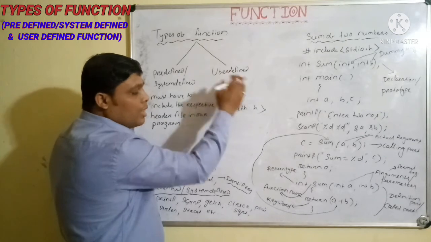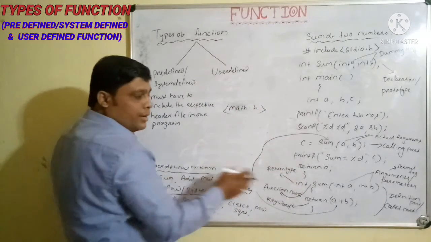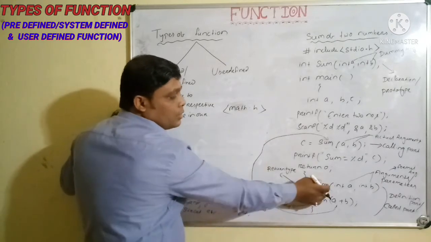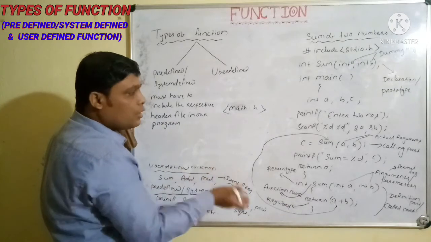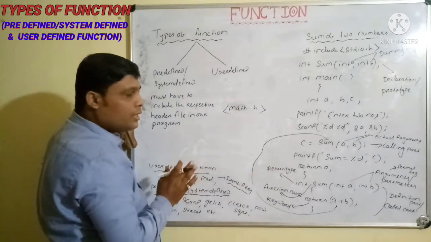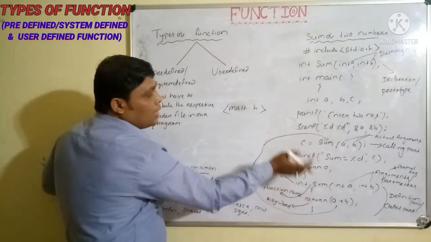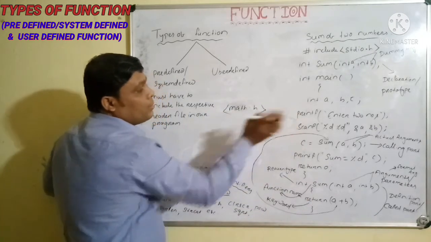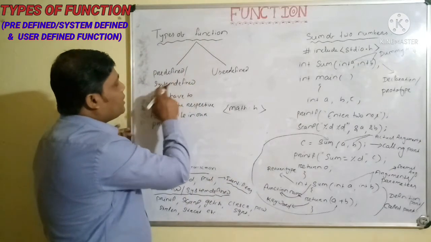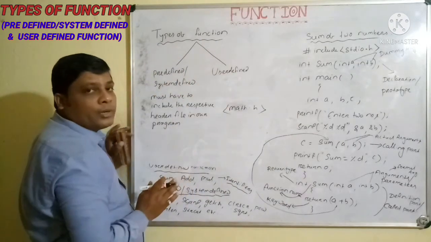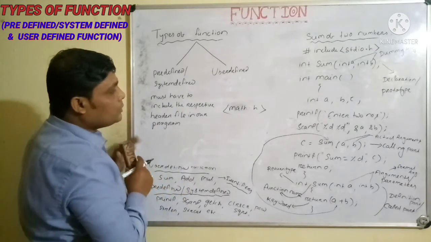we are defining. We are defining the functionality of the user defined function. It is not predefined. It is not system defined. Clear? So these are the user defined functions, and these are the predefined functions. So two types of function. One is predefined or system defined, and another one is user defined. All of you clear? Very simple.